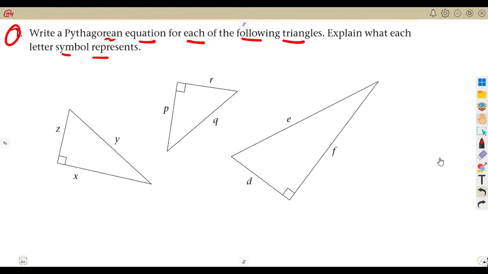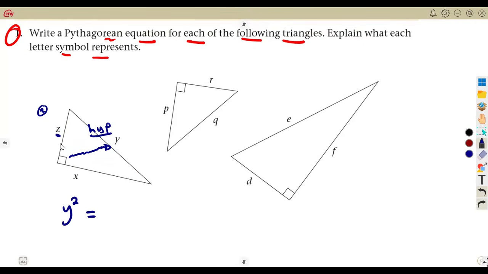So what is the formula? Let's start with the first triangle. Let's call this one A. What is representing the hypotenuse? Remember, the formula does not change. The hypotenuse is squared. The side which faces what? The 90 degrees. That is our hypotenuse. I'm just going to write in short. So the formula is hypotenuse squared, that is y squared, is equal to what? The sum of the square of the shorter sides, the ones that are remaining.